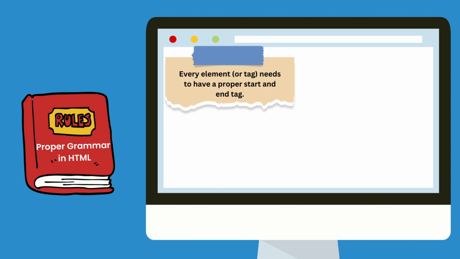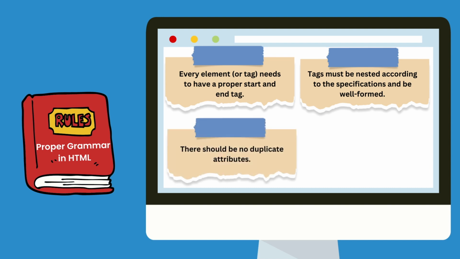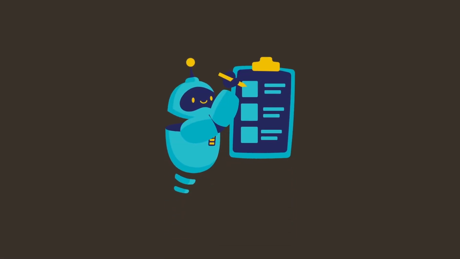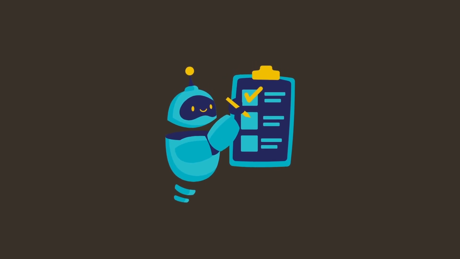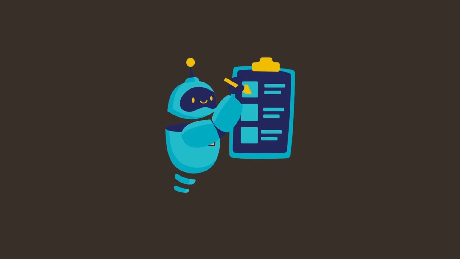Firstly, every element or tag needs to have a proper start and end tag. Secondly, tags must be nested according to the specification and be well formed. Thirdly, there should be no duplicate attributes, and finally, no duplicate IDs should be found. Following these guidelines is crucial for ensuring that your HTML code is error-free and functions as intended.